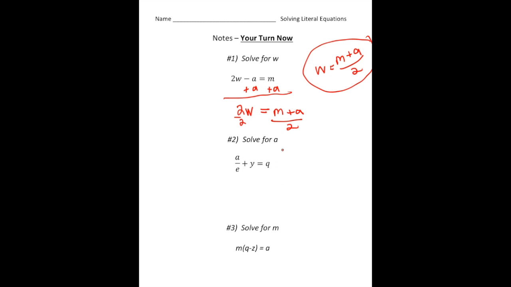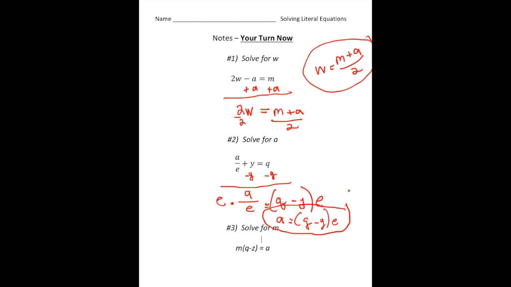All right, the second one we're solving for a. So the a is over here. First thing I'm going to do is subtract y from both sides. So now we have a divided by e equals q minus ay. And then last I'm going to multiply both sides by e. I'm going to put this in parentheses and multiply by e. So a is going to equal q minus y times e. I know that's messy, but I think you can follow along with the steps.